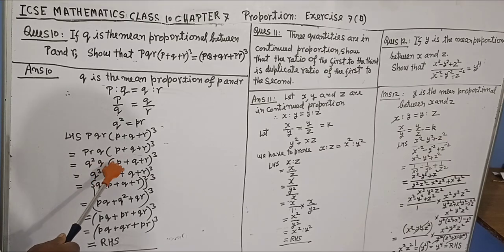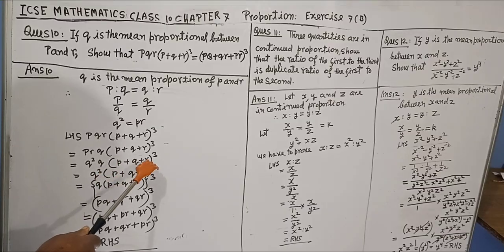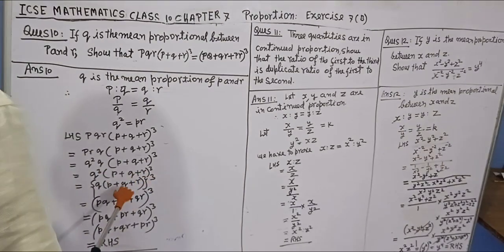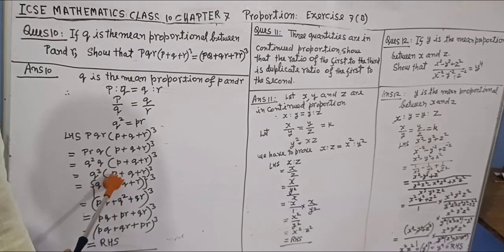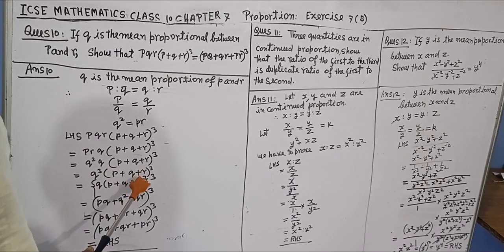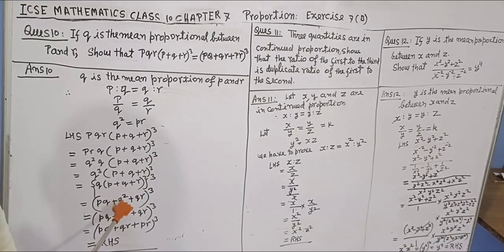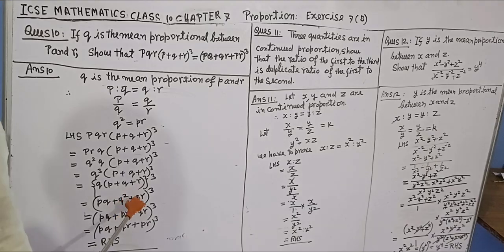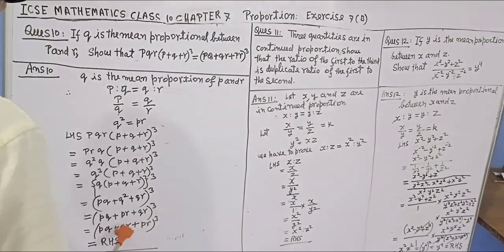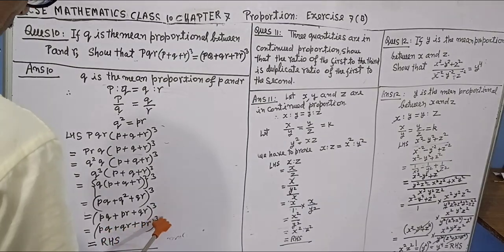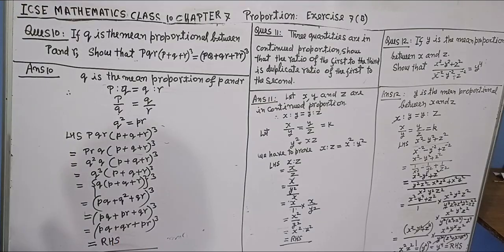So Q square into (P + Q + R) whole cube, that is Q into (P + Q + R) whole cube, equal to (PQ + Q square + QR) whole cube. Q square is PR, so (PQ + PR + QR) whole cube, which is equal to the right hand side.